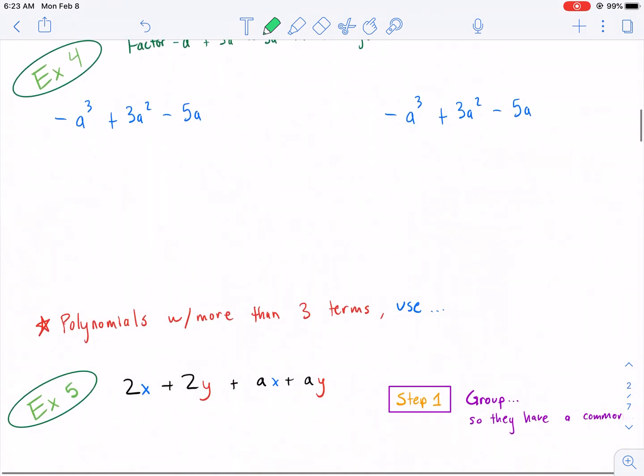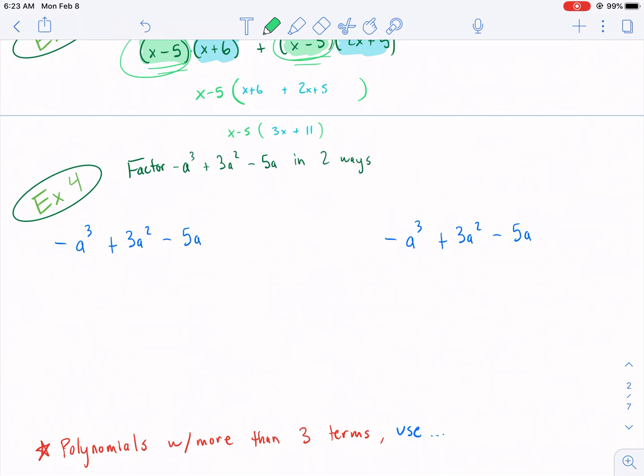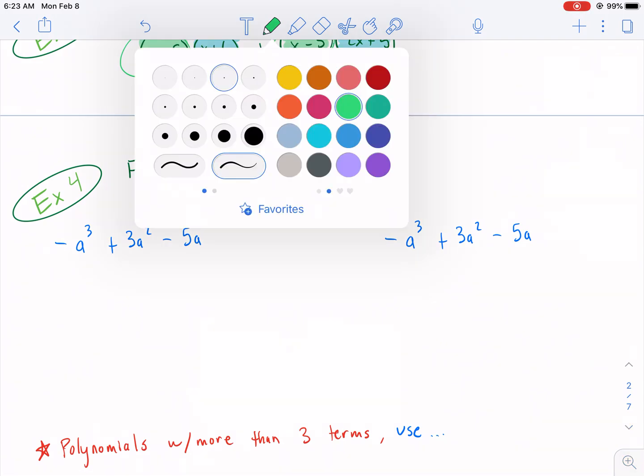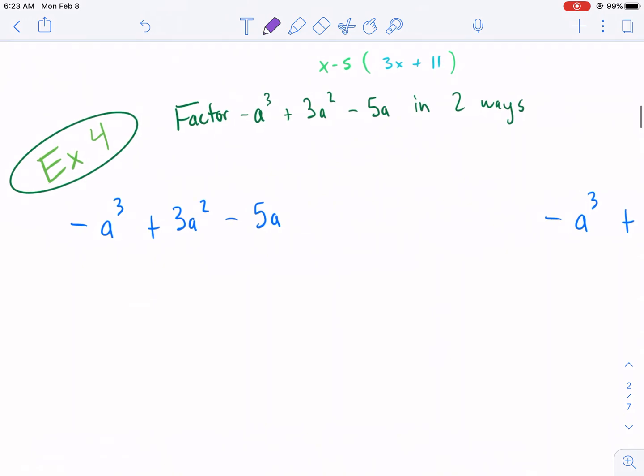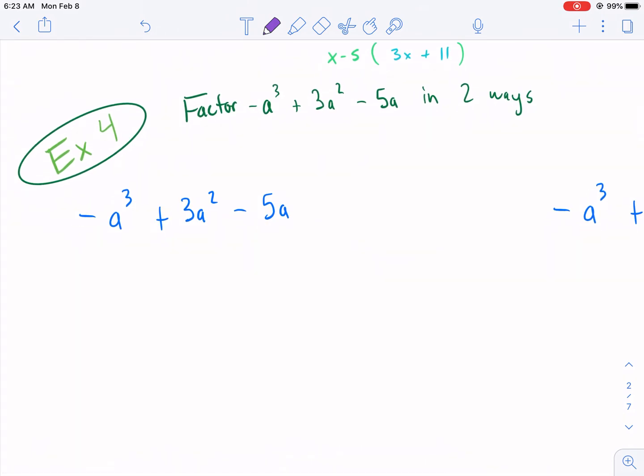Example 4. There's two different ways to factor out these polynomials. As you can probably guess, the first way we would do is look at numerical coefficients. We see that we have a -1, a 3, and a -5. They do not have any common factors, so we're going to have to look to our variable next. We have a cubed, a squared, and a, so our biggest common one is just a. We're going to factor out the a, and what are we left with? We're left with -a squared plus 3a minus 5.